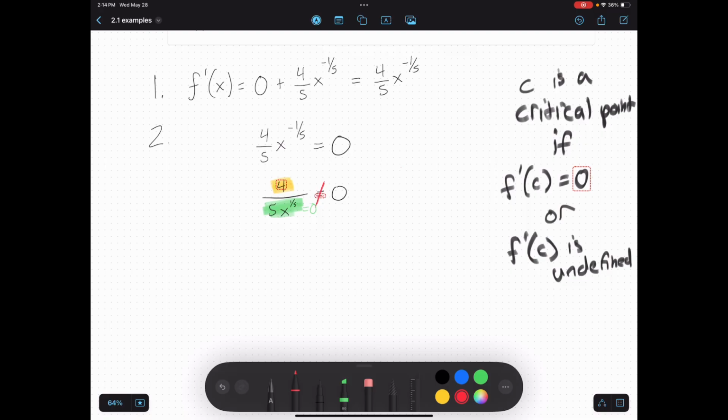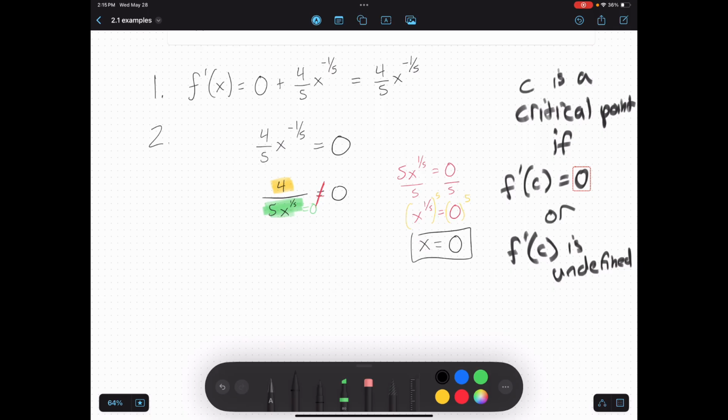Do I have any spots where 5x to the 1/5 will equal 0? Because if the denominator ends up equaling 0, then your value is undefined. Well, the 5, I can divide both sides by 5, and I just get x to the 1/5 is equal to 0 divided by 5, which is still 0. So it just boils down to that power function right there, x to the 1/5. Where is x to the 1/5 going to be equal to 0? You can just raise everything to the 5th power. What's 0 to the 5th power? 0.